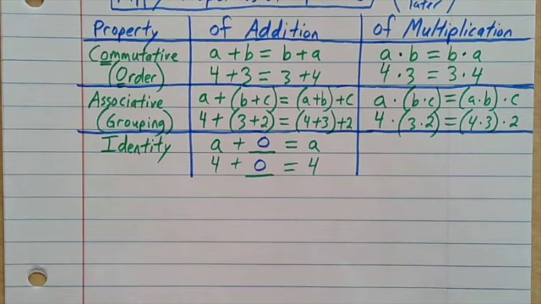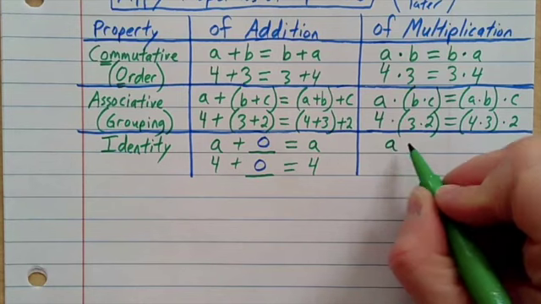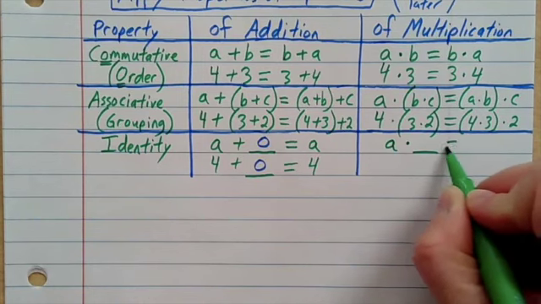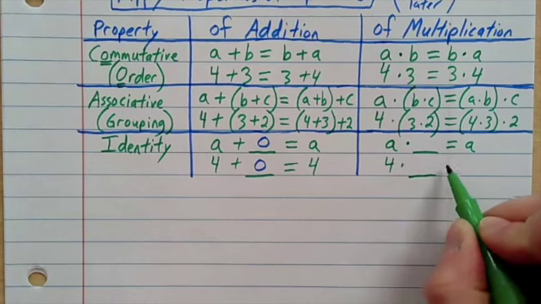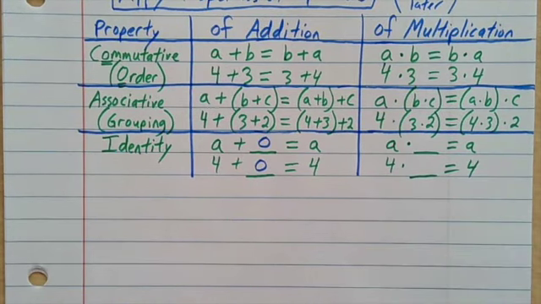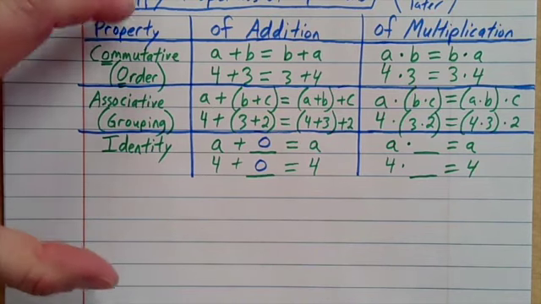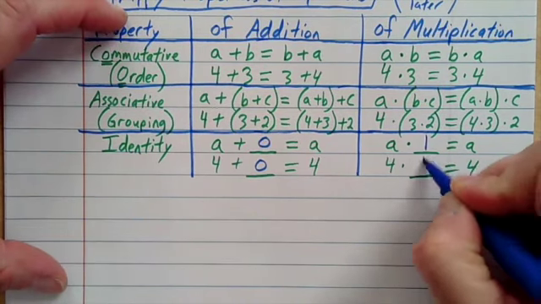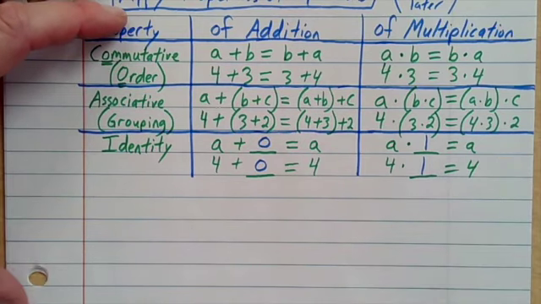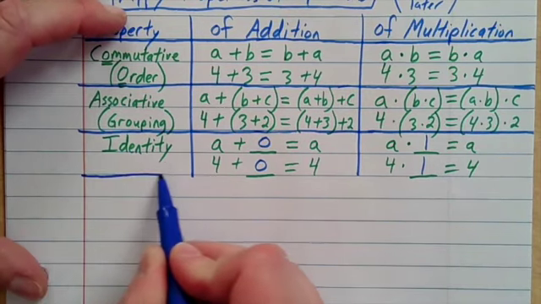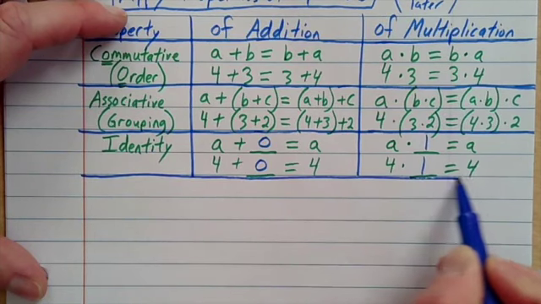How does that differ for the identity property when you're multiplying? If I start with A, what would I multiply it by to have A at the end? Or if I start with 4, what would I multiply it by to have 4 at the end so that the identity never changes? You're not going to multiply it by 0 because 0 would make it 0. You need to multiply this by 1. A times 1 is A and 4 times 1 is 4. So you keep the same identity here.